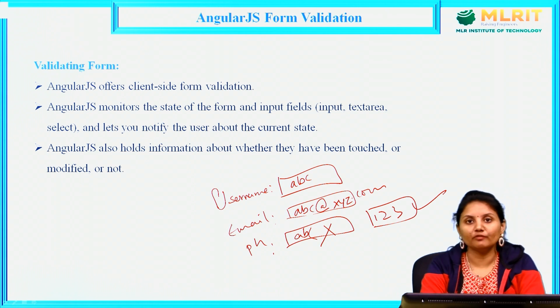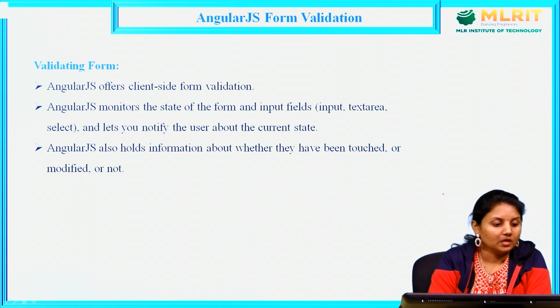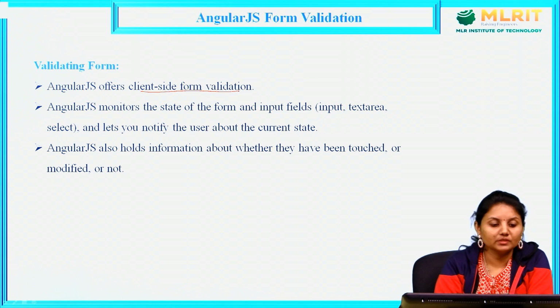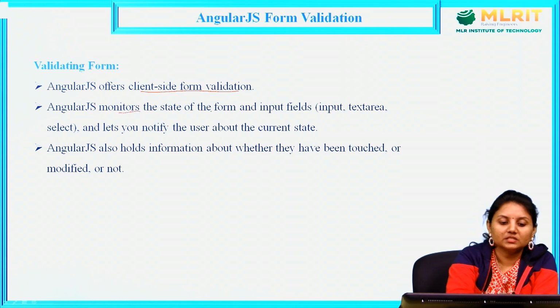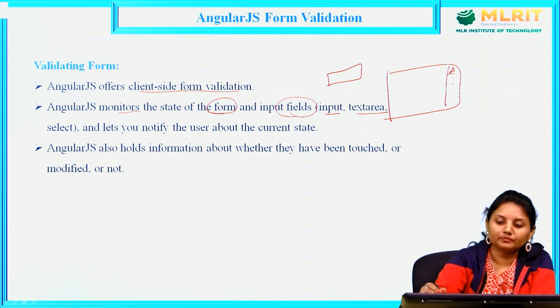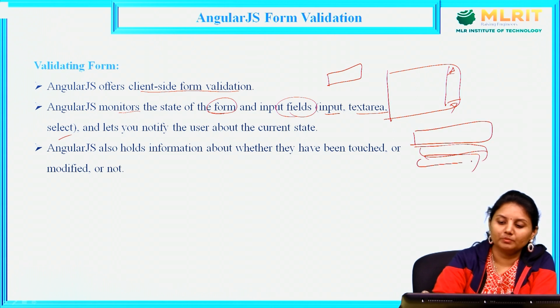So, validation of a form is very important for every application. Whatever input the user is going to give, we have to check whether that input is valid or not. This is called validation for forms. AngularJS offers client-side form validation. Client-side means whatever the user is going to give. AngularJS monitors the state of the form and input fields like input, textarea. Input means this one. Textarea means multiple lines. Select means we will get multiple options, so here you will have a drop down list or drop down box.